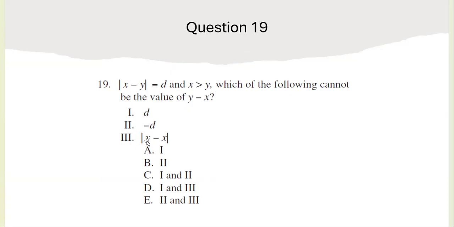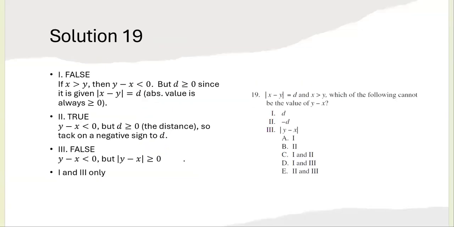What about the absolute value of y minus x? Again, this we expect to be positive, but this we know is negative. So 3 cannot be true. So it cannot be the value. You've got to answer the question. That's 1 and 3, choice D.